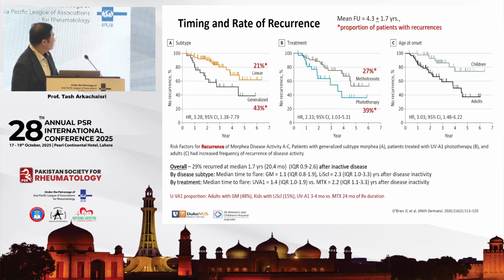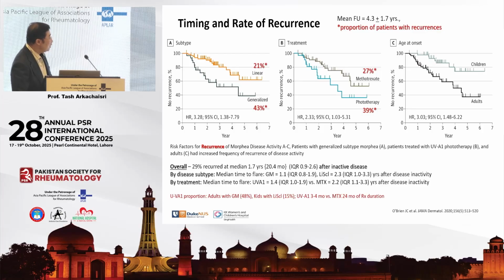Okay, so I'm just going to go through this real fast. I look at the timing and the rate of recurrence. Mean follow-up here is about 4 years. This is the proportion of patients. If you have generalized, you recur 43% compared to 21% in linear scleroderma. Keep in mind that this group used systemic treatment with methotrexate for at least 2 to 3 years, but this one used UVA therapy, so it's about 3 to 4 months. So when you stop, half of them recur. Obviously methotrexate gets less recurrence compared to phototherapy, and children get less recurrence compared to adults.